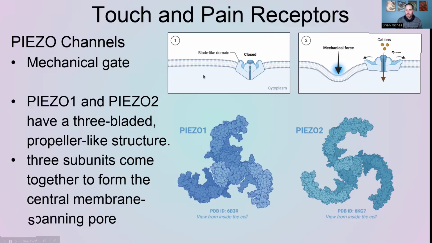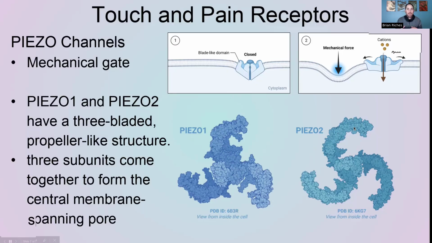So here we see a little diagram at the top, and we see another diagram below. This is the level of picture that we can get of these channels right now. So this is the molecule. This is a view from inside the cell of these two different mechanical gates. And so when it's closed, it doesn't let any ions through. When it's open, it lets ions through. The thing that makes it open is some mechanical force on the actual cell membrane.